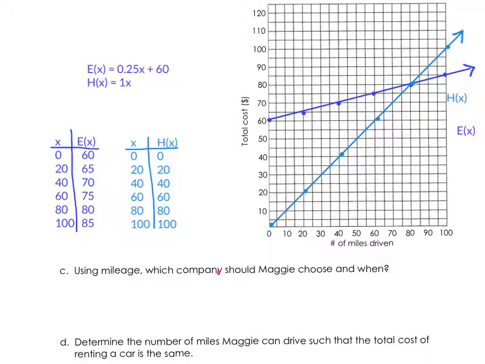Using mileage, which company should Maggie choose and when? So this is specific to the situation. If we look at the graph, when we're traveling between 0 miles and the point where the lines intersect, anywhere over here, this blue line has the lower total cost, so I'm going to say that this is the better company. That means that h of x, that function, is the better company when we have between 0 and 80 miles. And at 80 miles, it doesn't really matter. And anywhere above that, the purple line is lower, so it has a lower total cost.